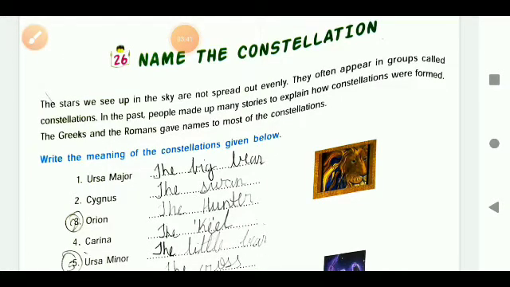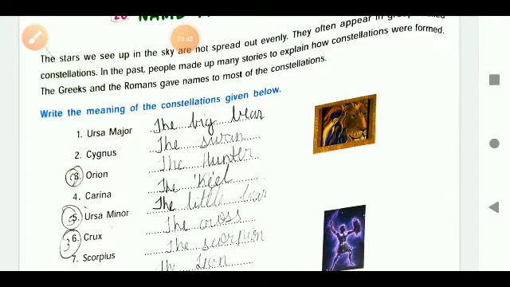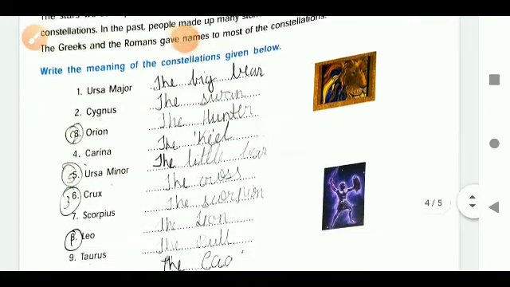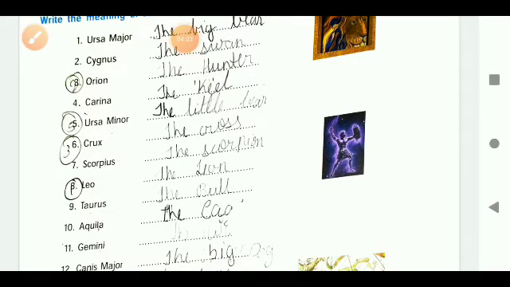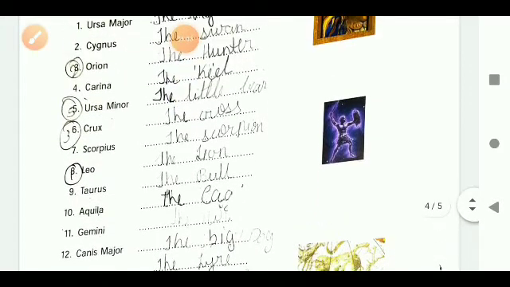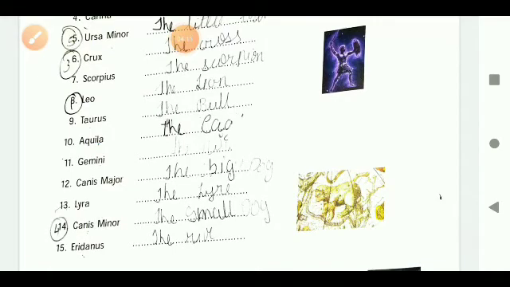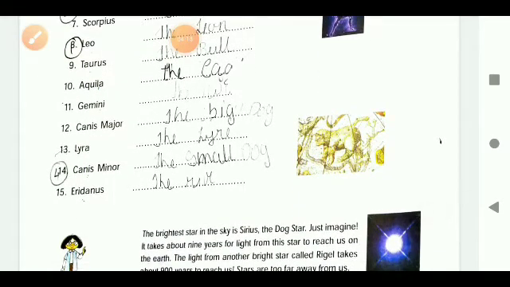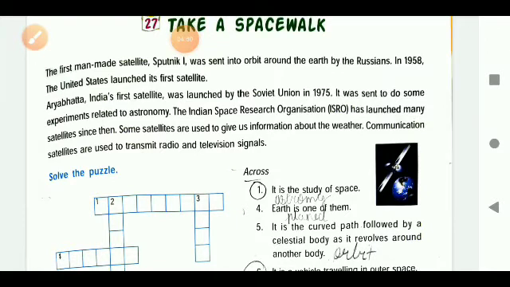Then lesson number 26, name the constellation. From this lesson, the question, write the meaning of the constellation given below, will be asked. You have to study all the meanings of the constellations from this lesson, like Ursa Major, the big bear, Cygnus the swan, Orion the hunter, Carina the keel, Ursa Minor the little bear, Leo the lion, Taurus the bull, Aquila the eagle, Canis Minor the small dog, Eridanus the river.